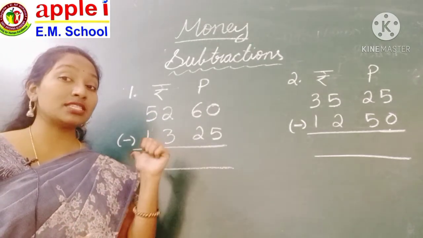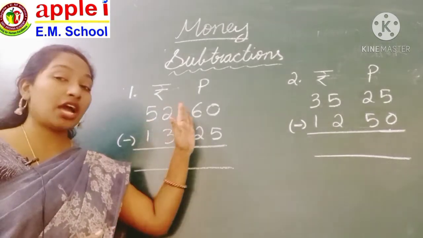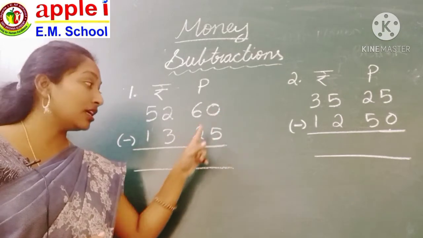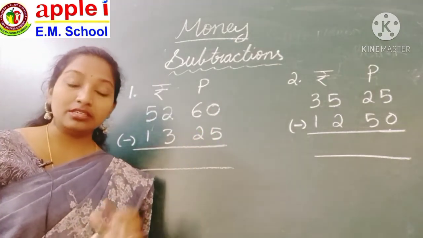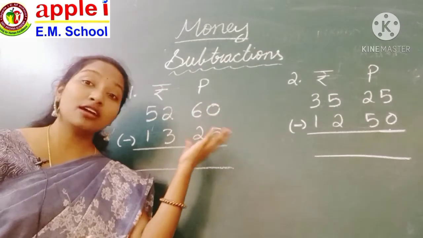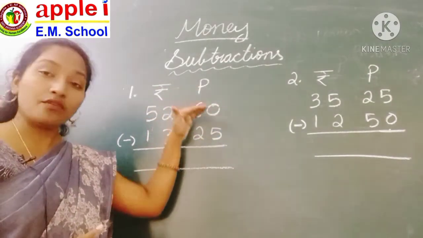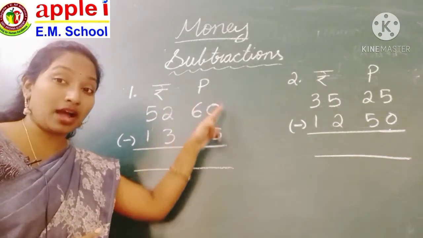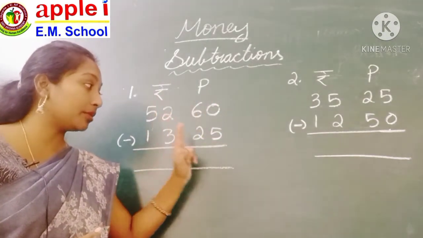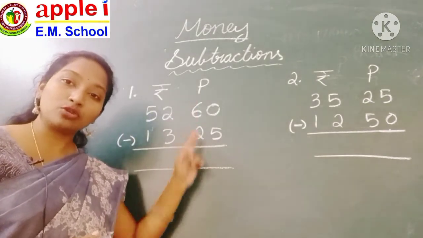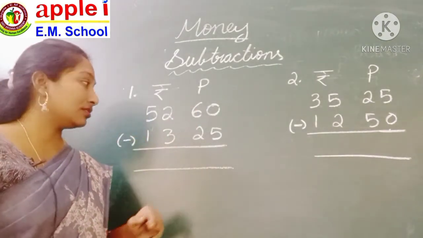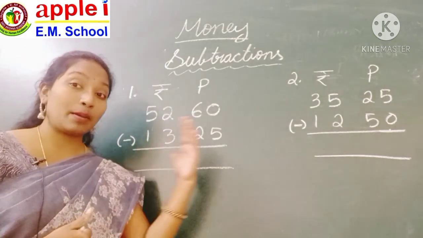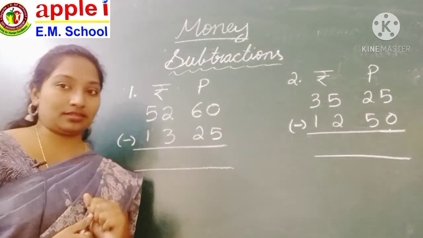Before starting the subtraction, you have to check the pies. See, here you have 60, here you have 25. See, 60 is greater than 25. So, we can do subtraction normally. 60 is the big number, 25 is small. So, you can do subtraction. Always, here also, you first subtract pies, then rupees.